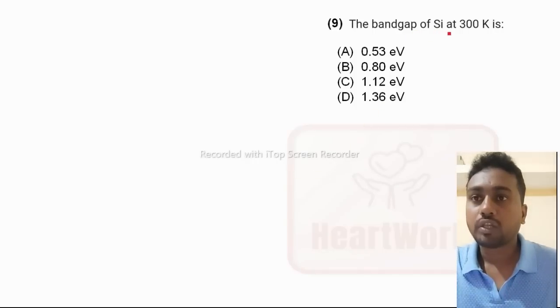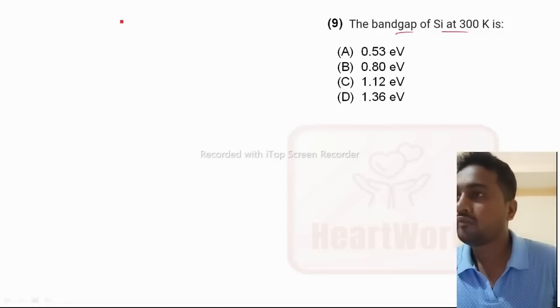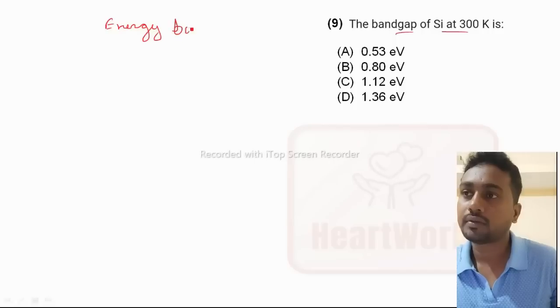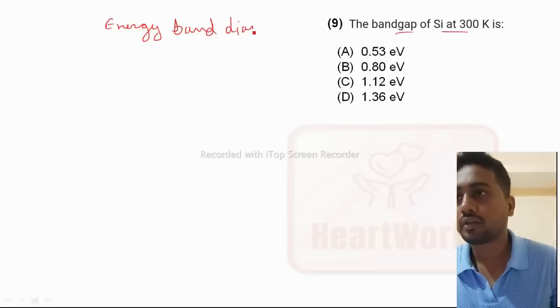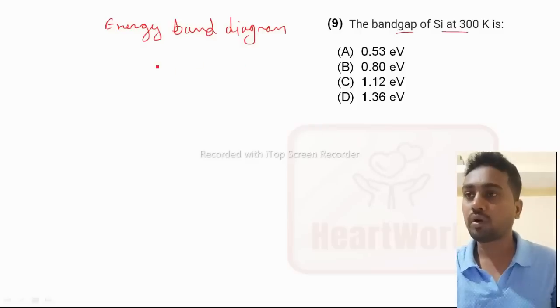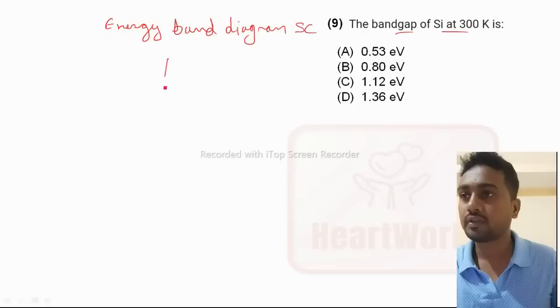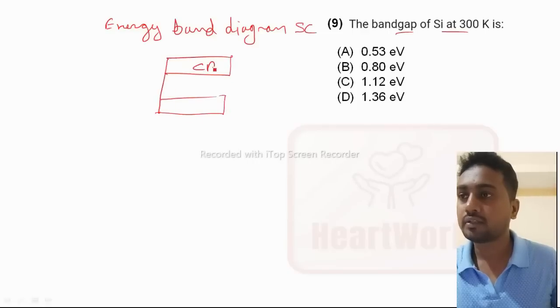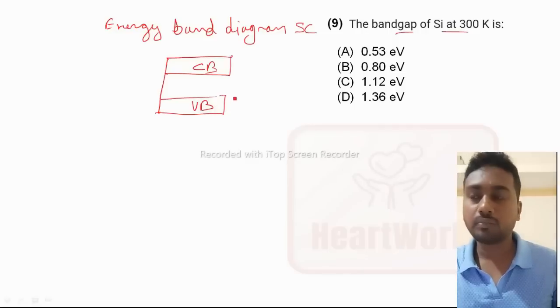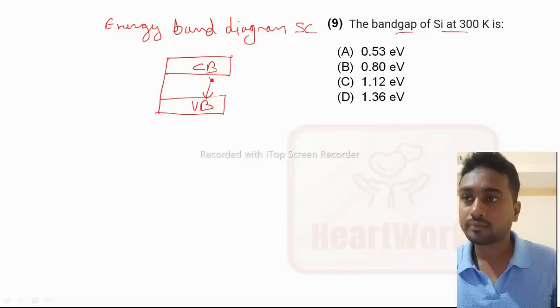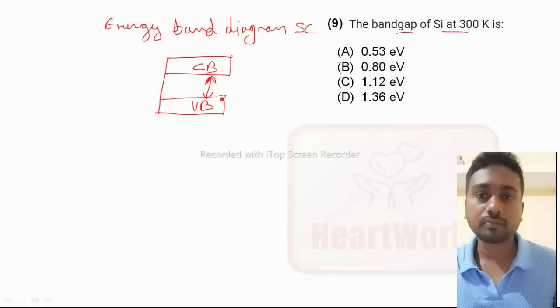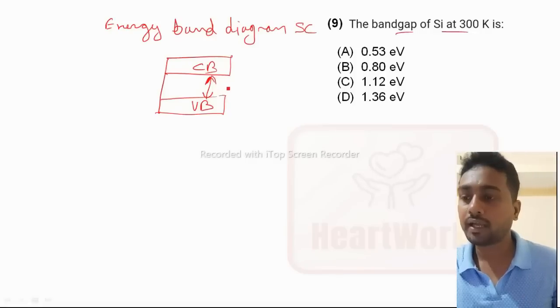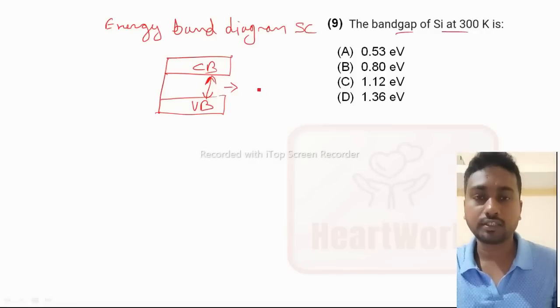The band gap of silicon at 300 Kelvin. So if we talk about the energy band diagram of a semiconductor, how is it? It will be like this only. This is the conduction band, this is the valence band. So band gap means what? The gap between the conduction band and the valence band is called the band gap, energy band gap, or forbidden energy gap.